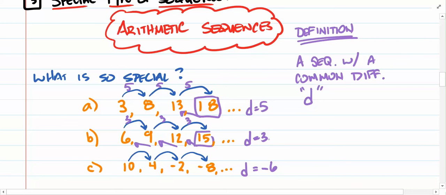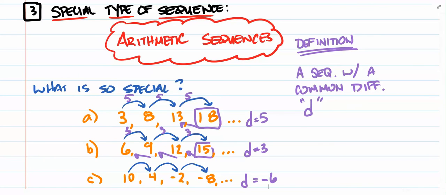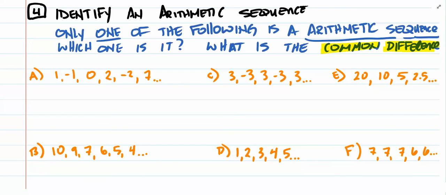So an arithmetic sequence is just a special type of a sequence in which each term is separated by a common difference. Box number 4, I've given you A, B, C, D, E, and F. And the directions are this. It says only one of the following is an arithmetic sequence. Which one is it? And then what is the common difference? See if you can take a look at it and figure it out.